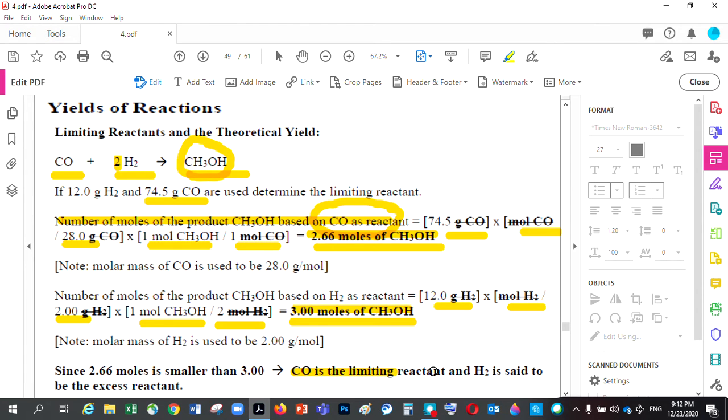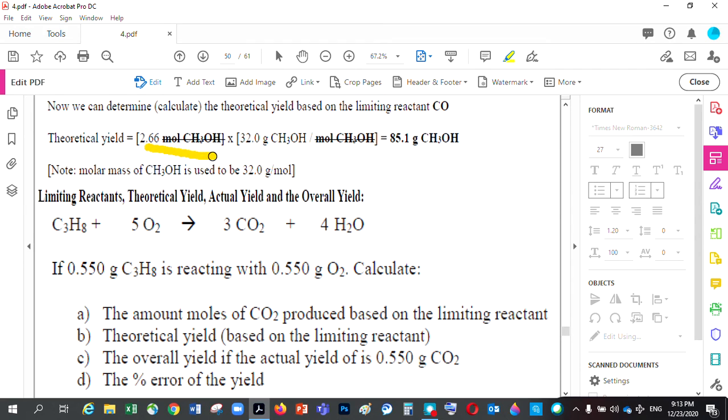Correct? This is very important. And hydrogen in this case is our excess reactant. We are not interested in the excess reactant. We are interested in the limiting reactant. Now, how much is the least number of moles? 2.66. Then I have to multiply it by the molar mass of methanol, my product, to get the number of grams. So here it is, 2.66 moles, multiplied by the molar mass of methanol to get 85.1 grams of methanol.